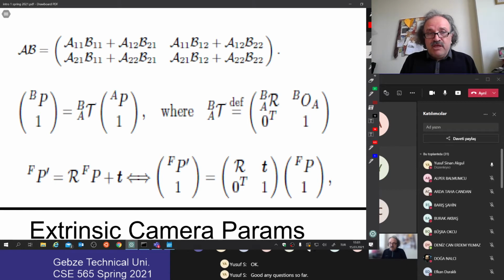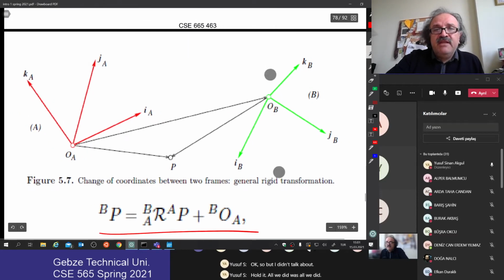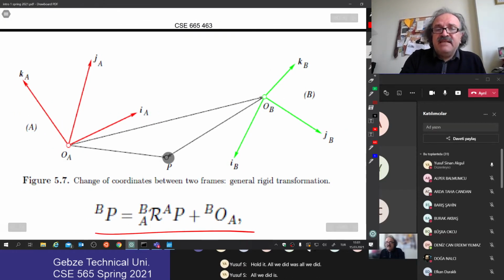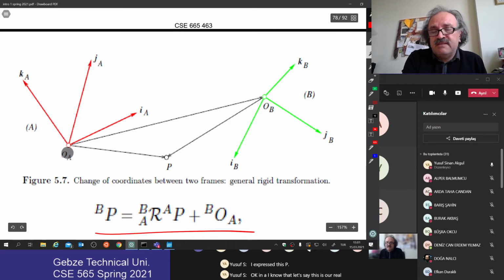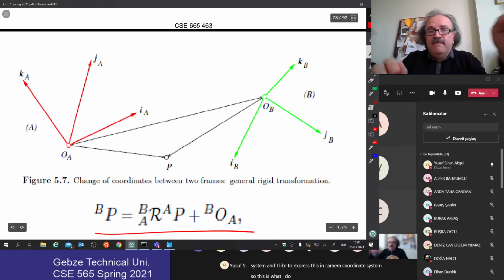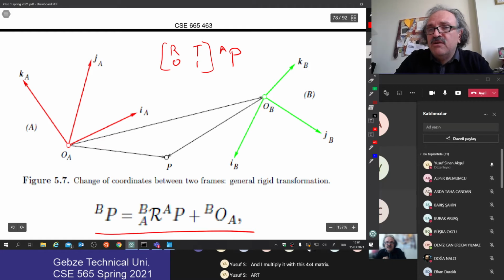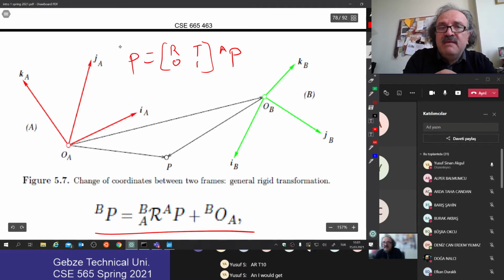Okay, so all we did is express this P in A. Let's say this is our real world coordinate system. I know the position of this P in the real world coordinate system, and I'd like to express this in the camera coordinate system. So this is what I do. I take this P A and I multiply it with this 4 by 4 matrix R T 0 1, and I would get PB.